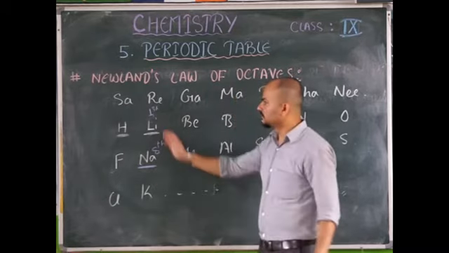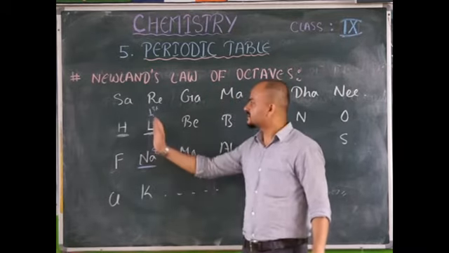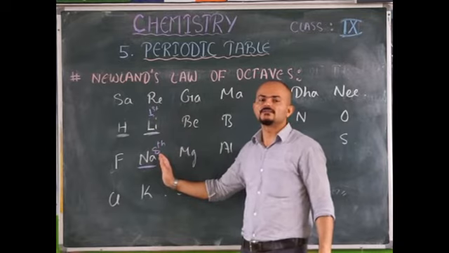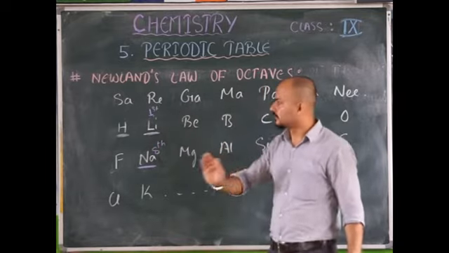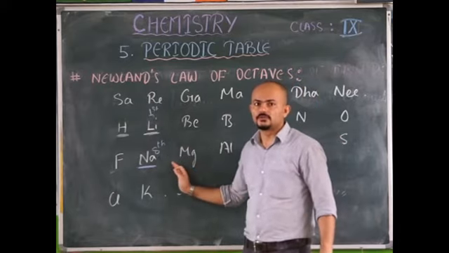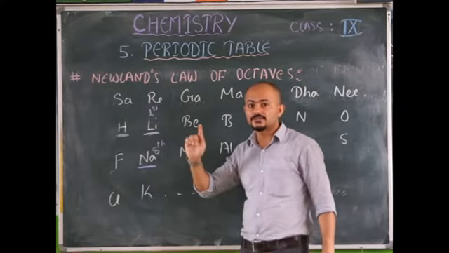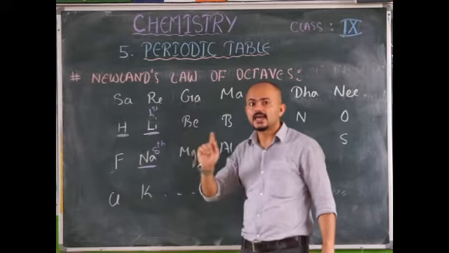So according to him, these two, first and eighth element, will always have similar properties. And this law is useful. Why? Because it talks for the first time about the periodicity of the elements.